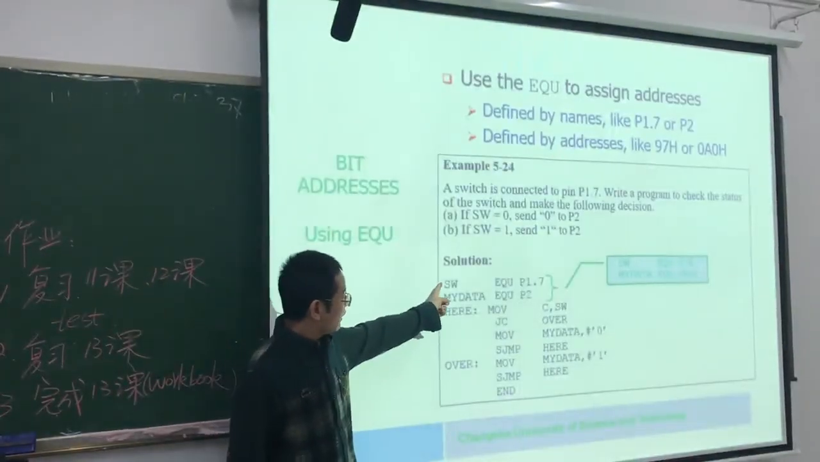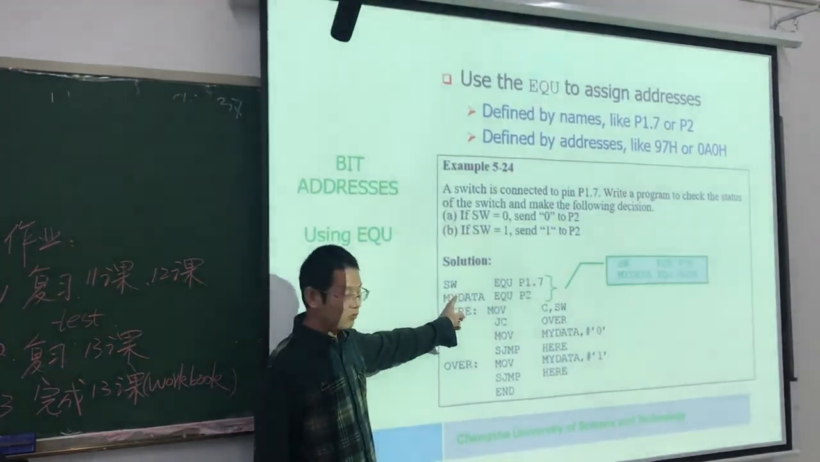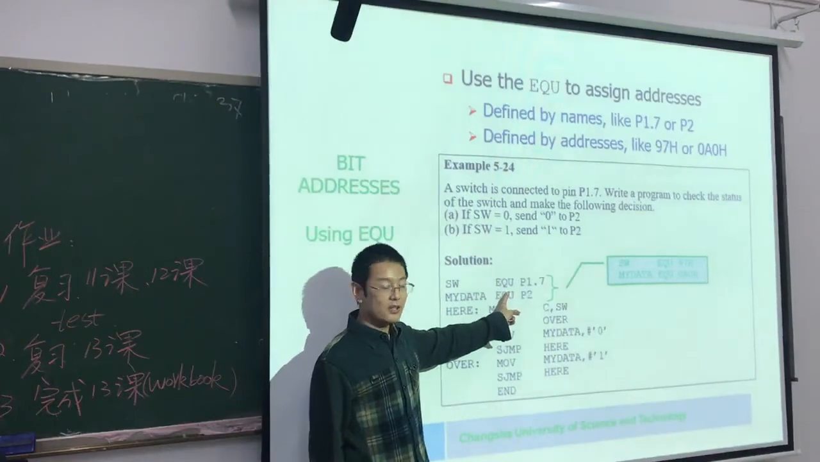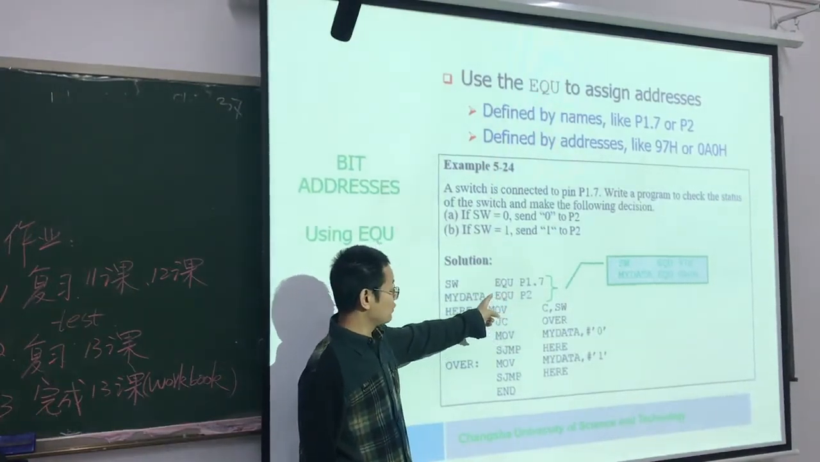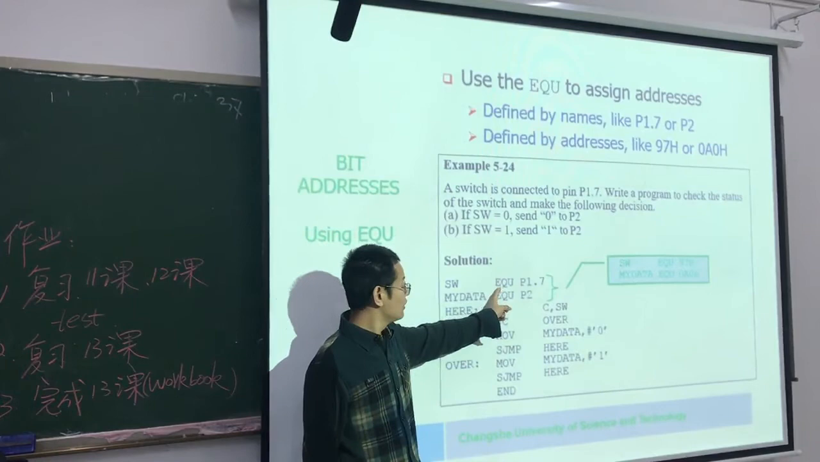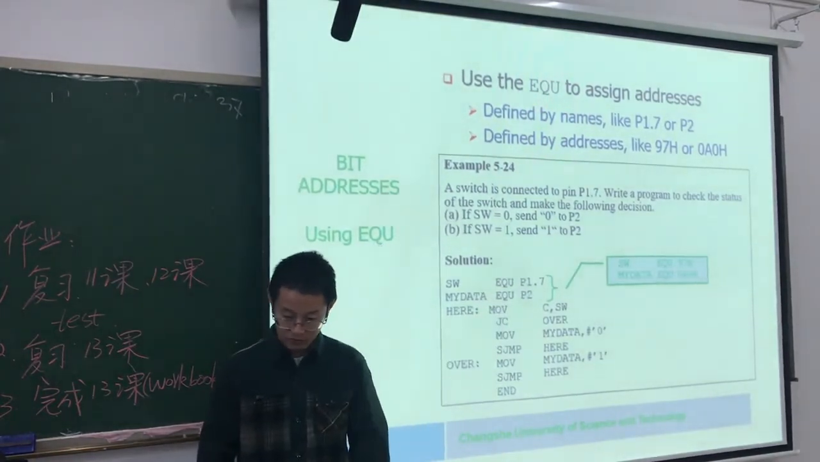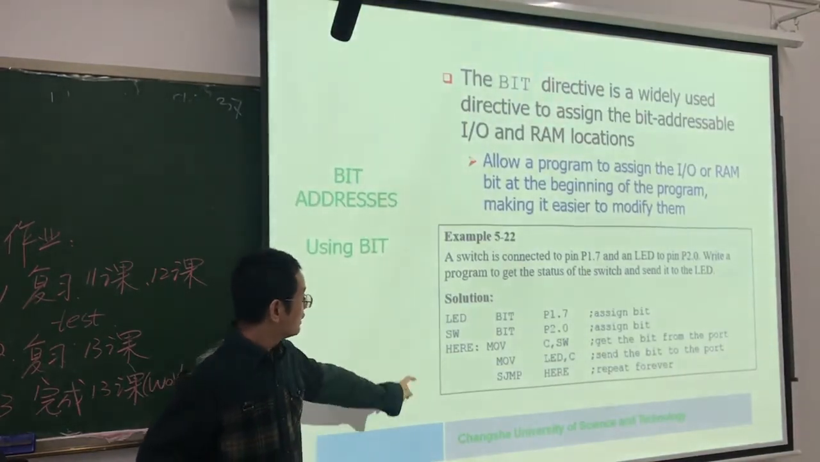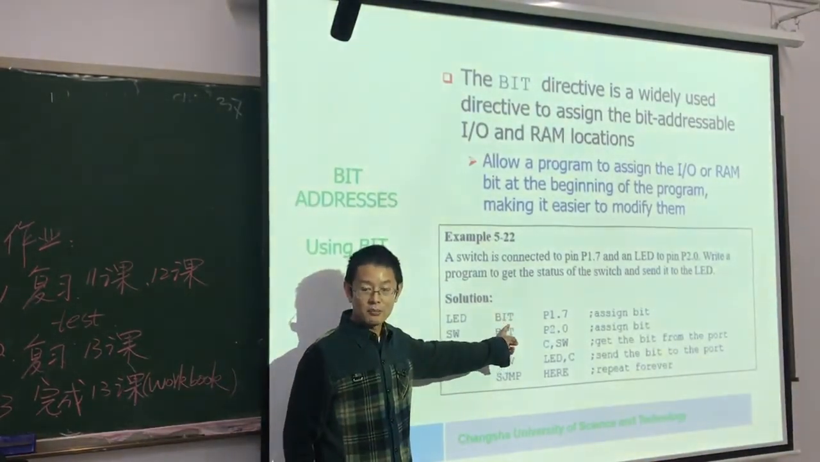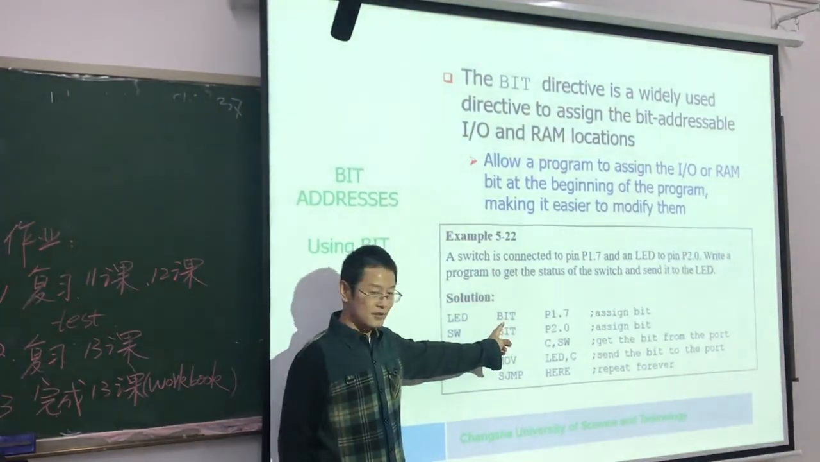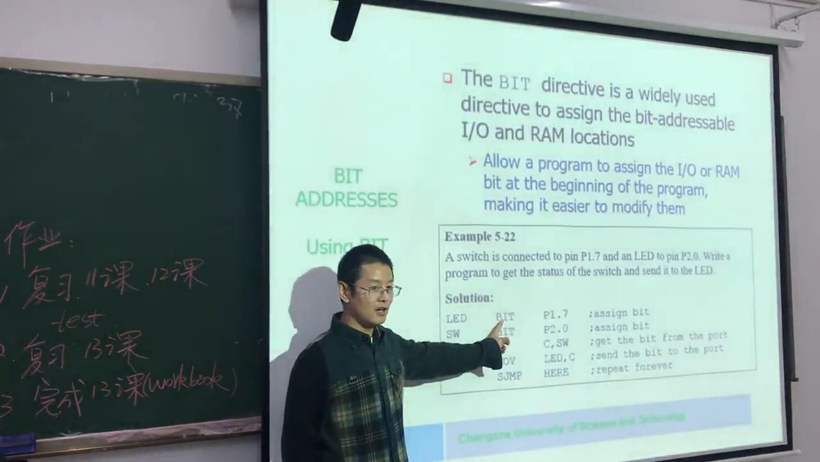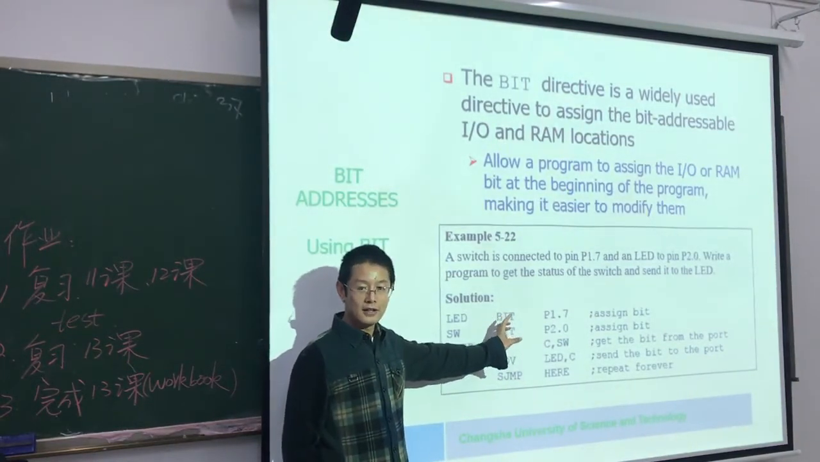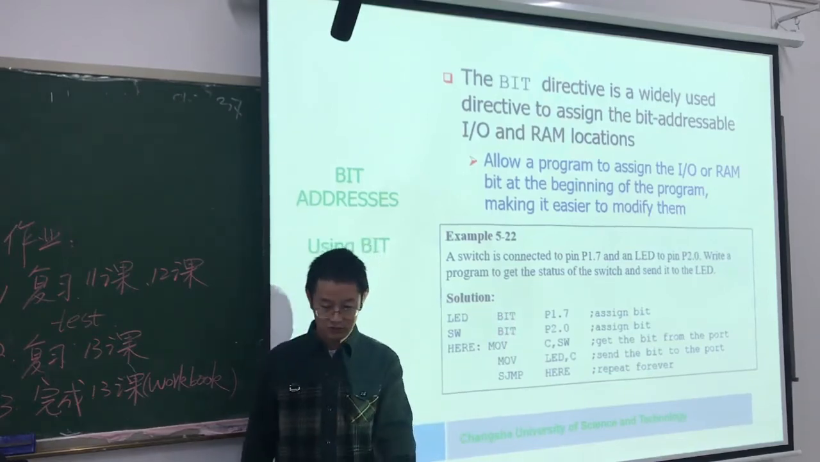If you use your directive like this and you find some error, it may be replaced by the bit address. Just like here, we use bit. Sometimes if using bit is correct, maybe using EQU is not correct.